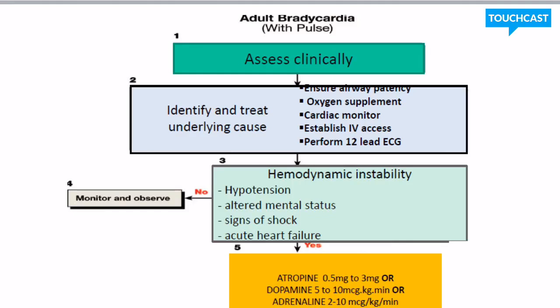stability. You can start from the head, where the patient may have altered mental status: ask where he is now, what time it is now, morning or afternoon. You look for altered mental status. Then you go to the chest, ask whether he is having chest pain, whether he is having acute shortness of breath, which indicates acute heart failure. Next, you check the BP for hypotension, and you feel the peripheries, whether they are cold. Any evidence of hemodynamic instability, you need to treat.